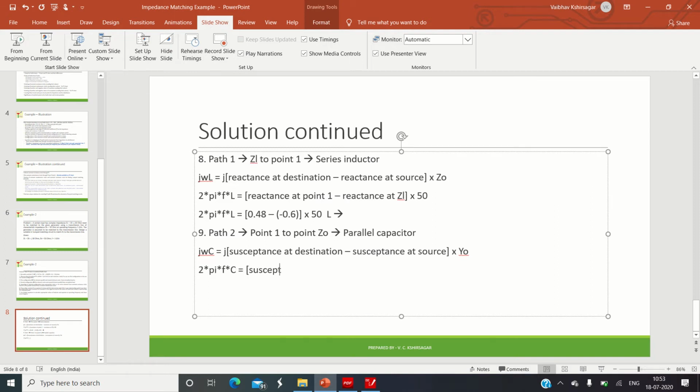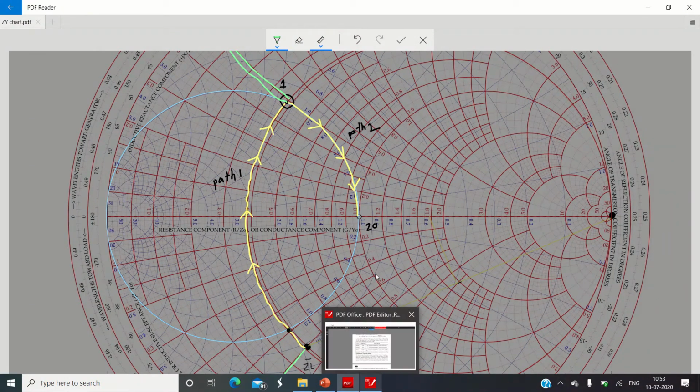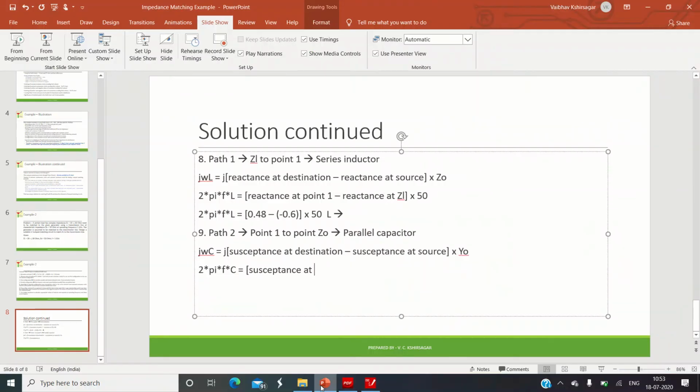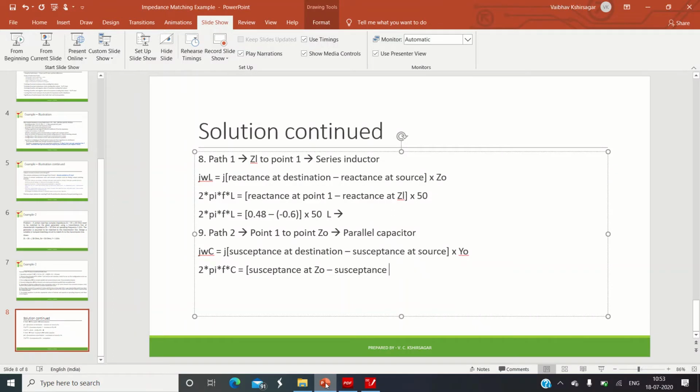Now again I will write susceptance at destination point. What is the destination point of path number 2? The destination point of path number 2 is z0, that is the match point, right? That's susceptance at z0 minus susceptance at source point. What is the source point of that path? The source point of path number 2 is point number 1. Susceptance at point 1, multiplied by y0. y0 is 1 upon z0, 1 divided by 50, right? Then you again rewrite 2 pi f c.